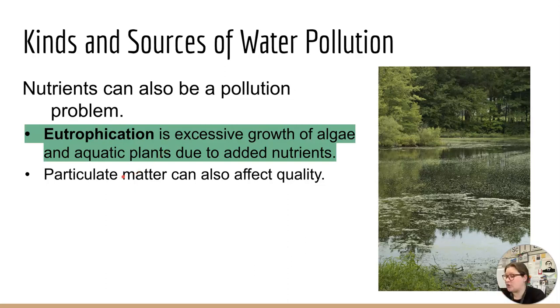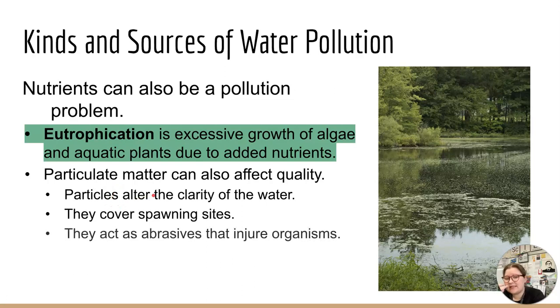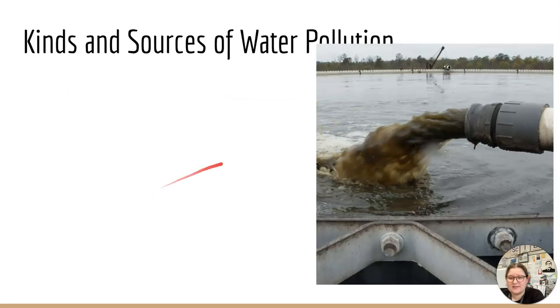So particulate matter can also affect quality. Like sand, silt, soil, clay ending up in the water. Particulates can alter the clarity of the water, which some organisms need clear water to live their lives. They can also cover spawning sites, and they can act as abrasives that injure organisms. A lot of aquatic species are pretty hardy, but a lot of them can be really delicate, especially if you think about fish breathing through their gills. Any particulates ending up there, not so great. Particulates can also carry toxic materials that can then harm the living things.